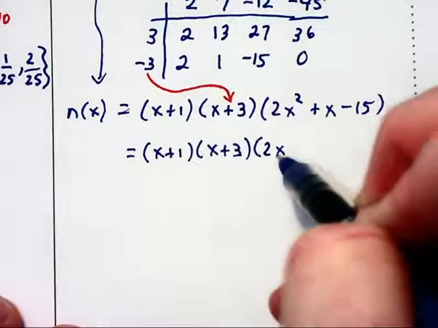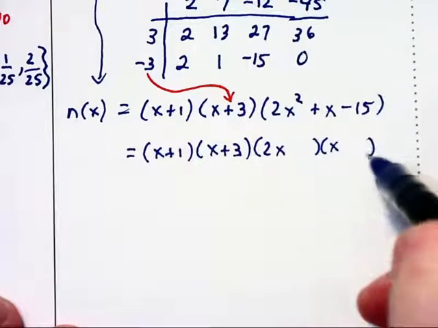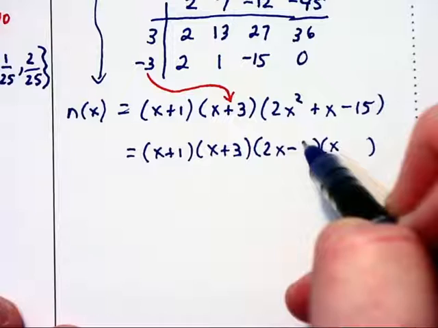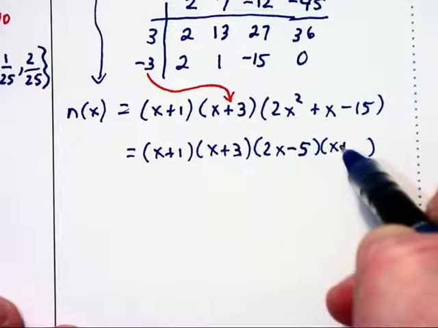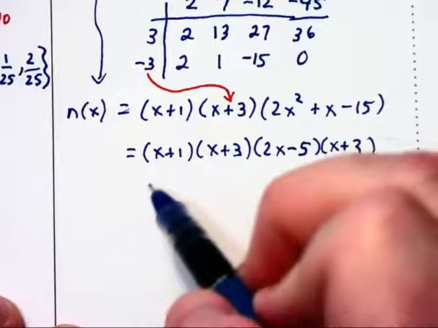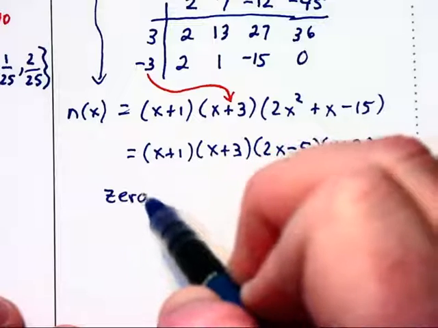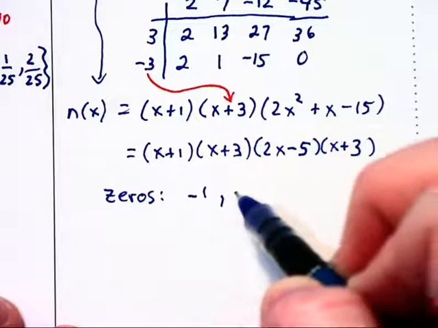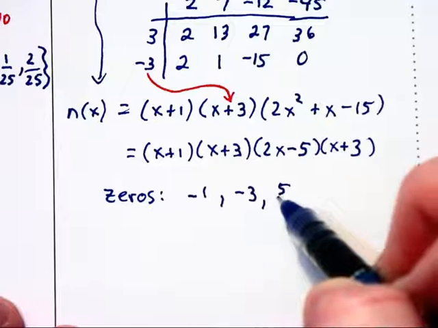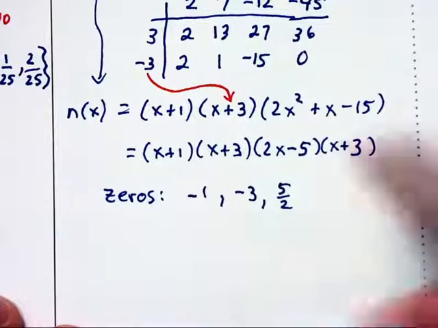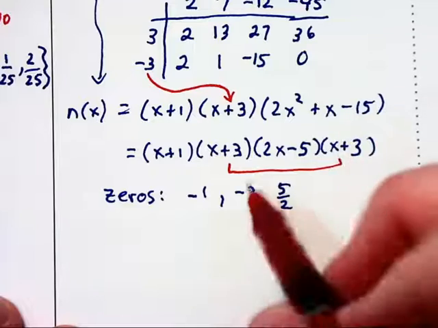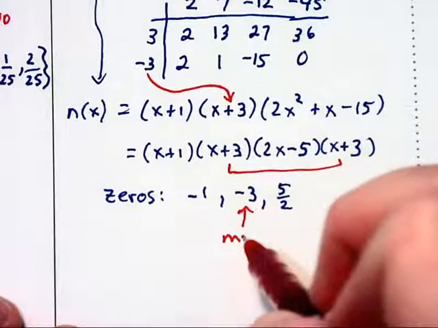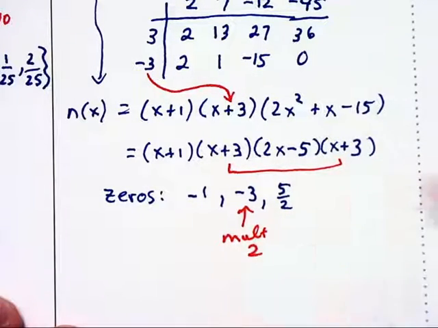We will have 2x in one parenthesis and x in the other, and it turns out that it's 2x minus 5 times x plus 3. And so our zeros of this function are -1, -3, and 5/2, and it turns out that that -3 shows up twice, so it has a multiplicity of 2.